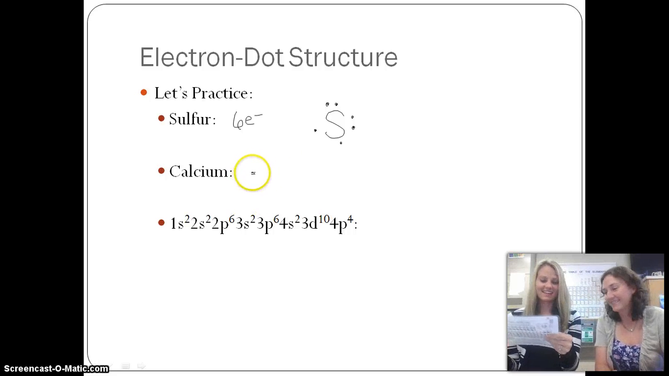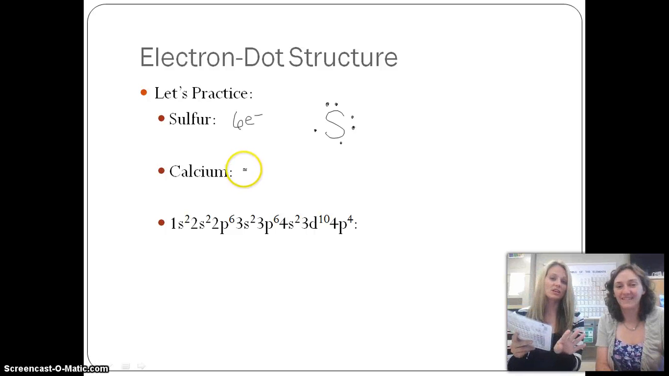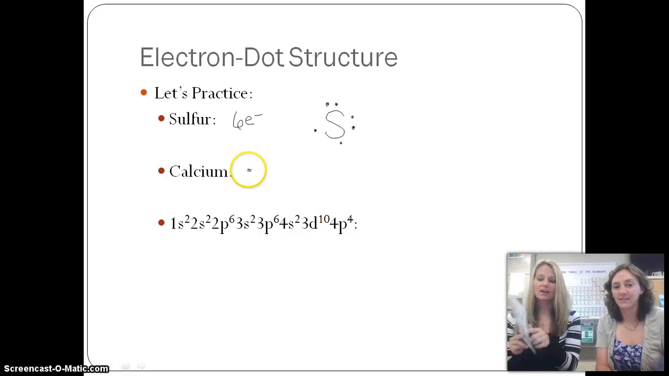Calcium. Calcium has 20 electrons, but don't get confused with that. You're not drawing 20 dots. You only ever draw 8 dots. So calcium is in group 2. That means it only has 2 valence electrons, 2 electrons in the outside circle. 2 valence electrons.